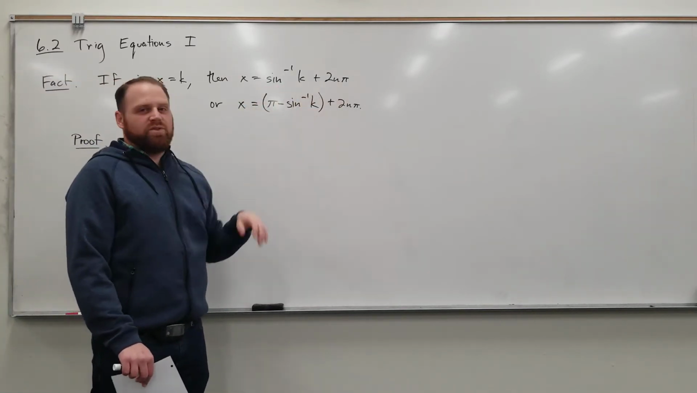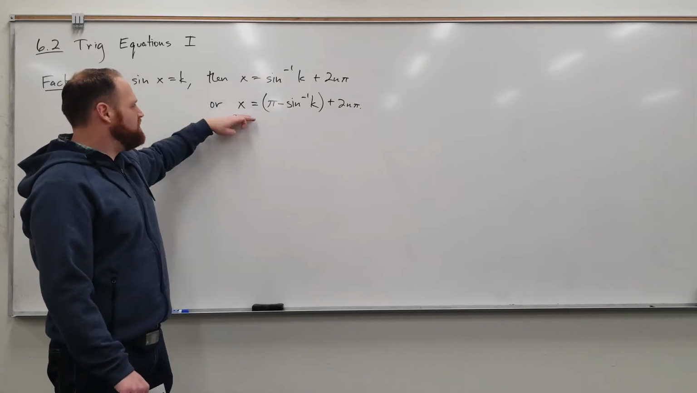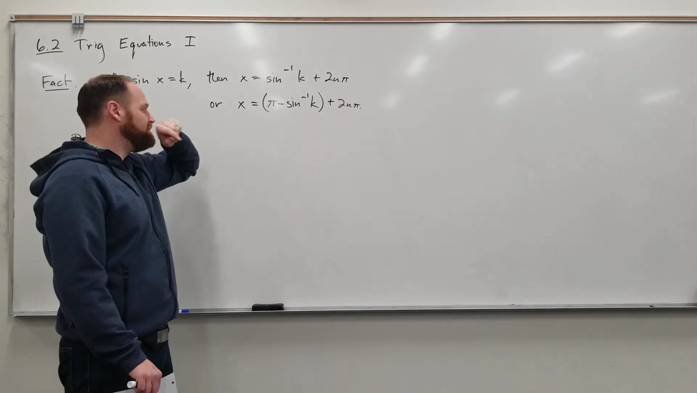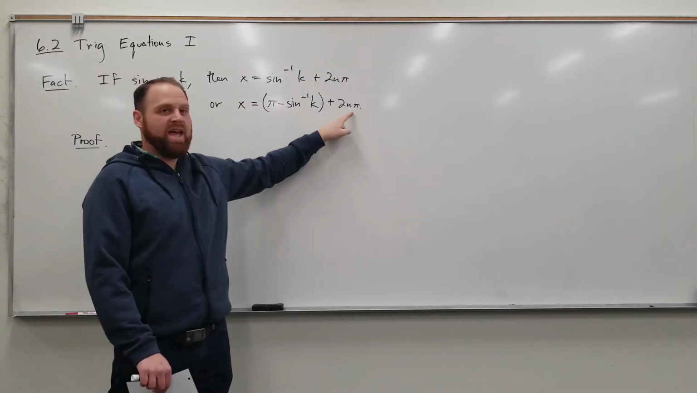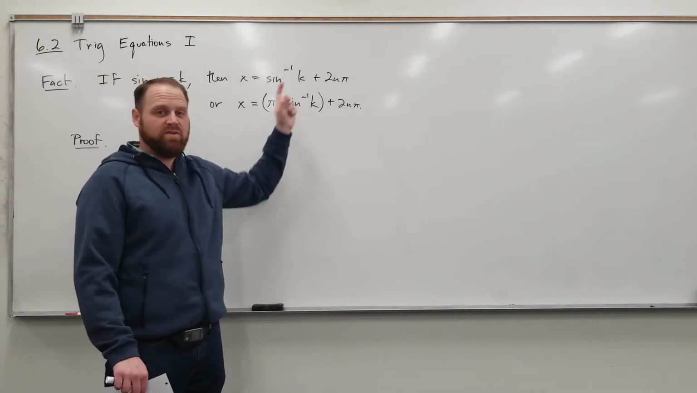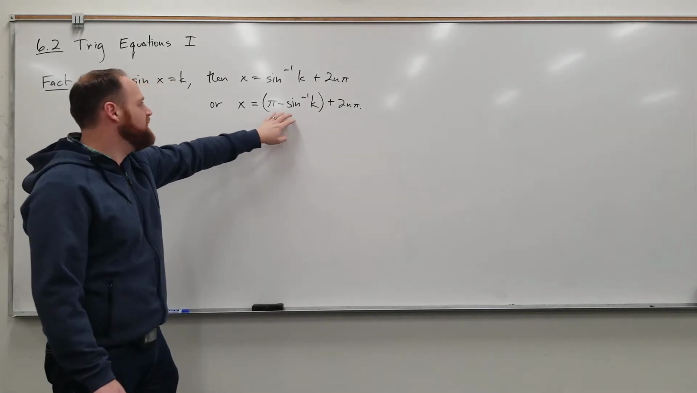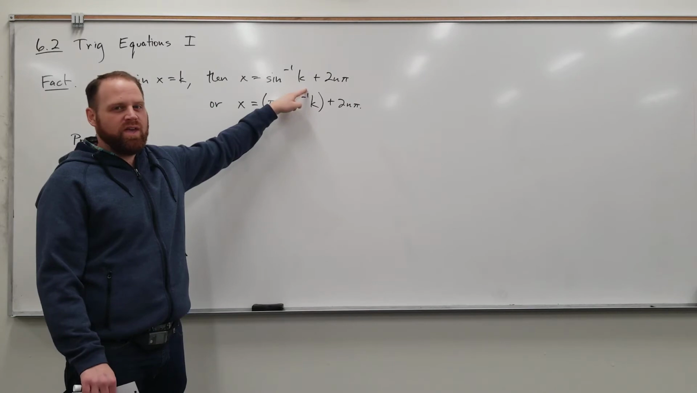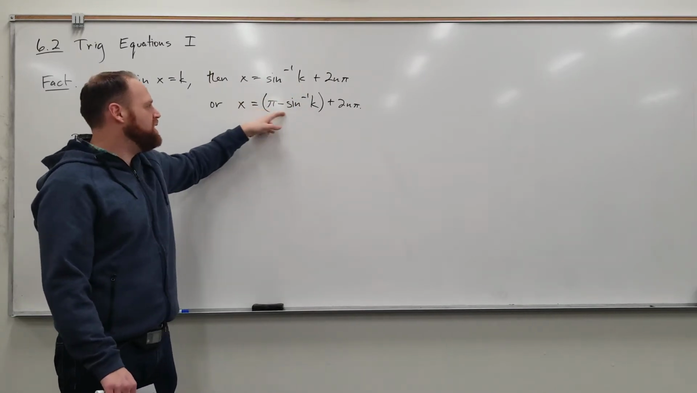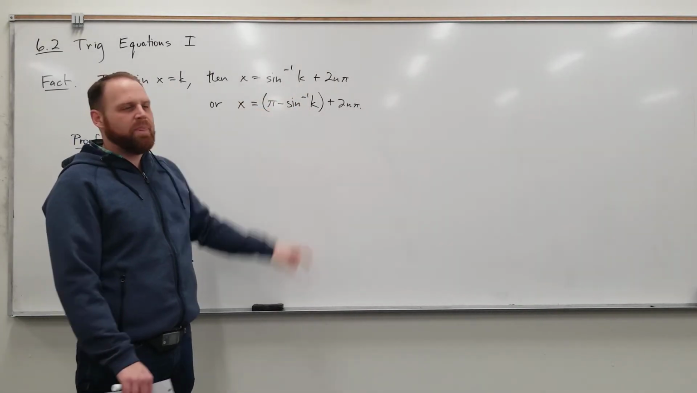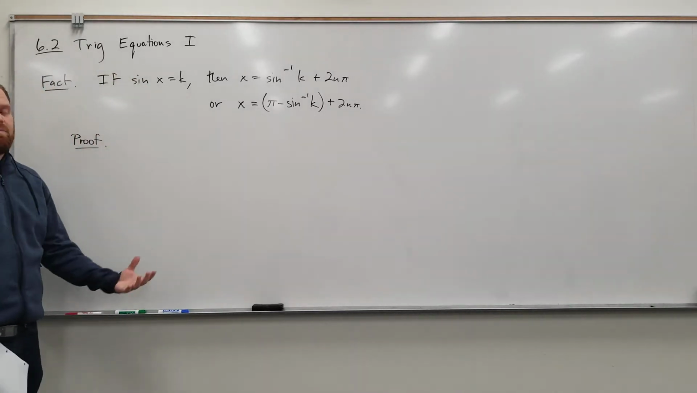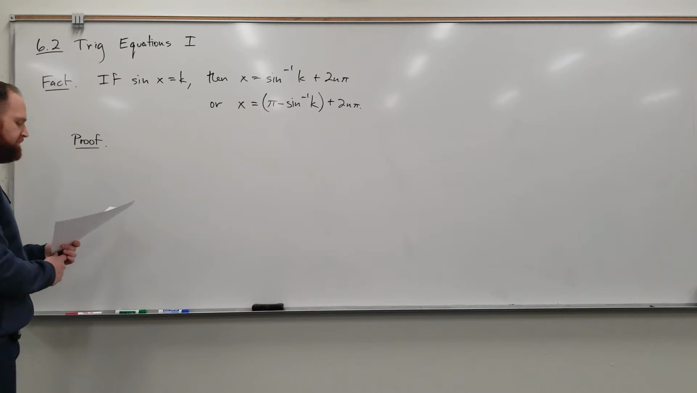That's one set of solutions, right? The other set of solutions is going to be pi minus sine inverse of k, and then again, every 2 pi units after that and every 2 pi units before that, right? But the main idea is, you're going to have a solution here at sine inverse of k, and you're going to have another solution here at pi minus sine inverse of k. So I'm not going to give a detailed proof of this fact, but I'll give you a little sketch, okay?